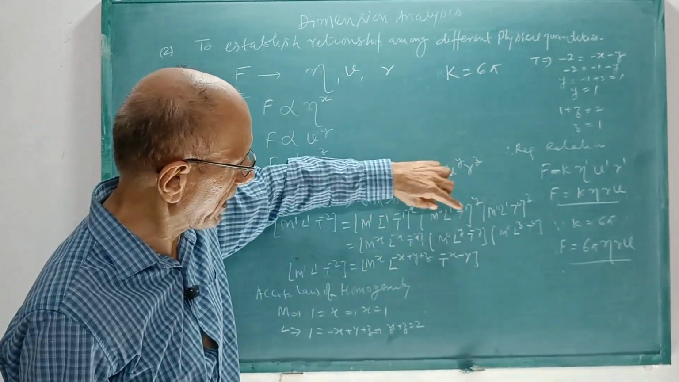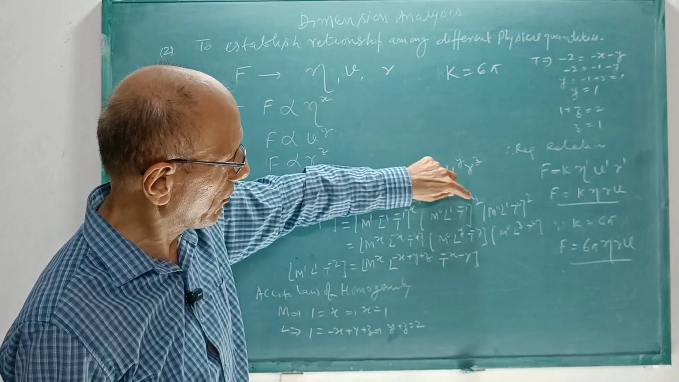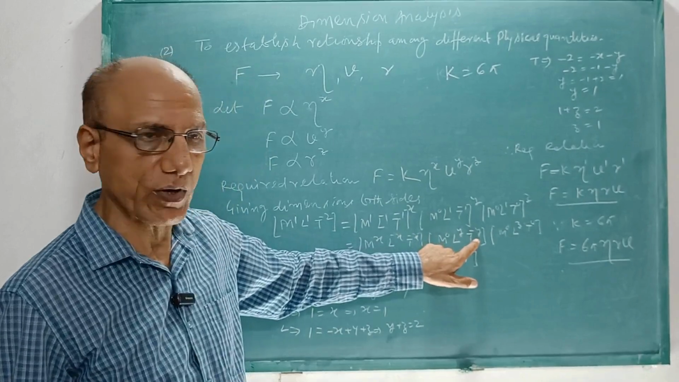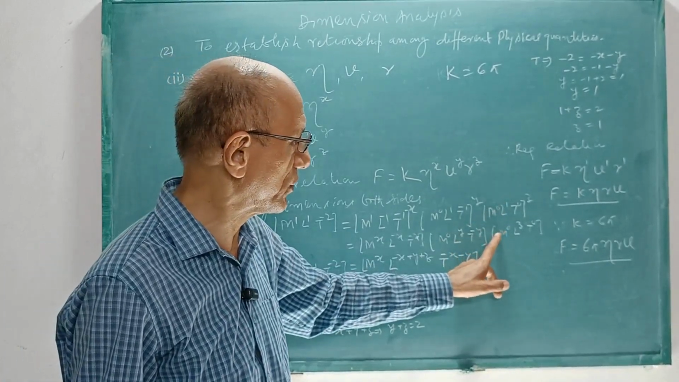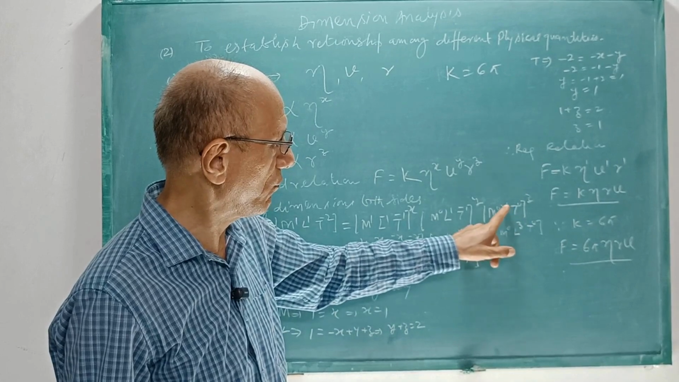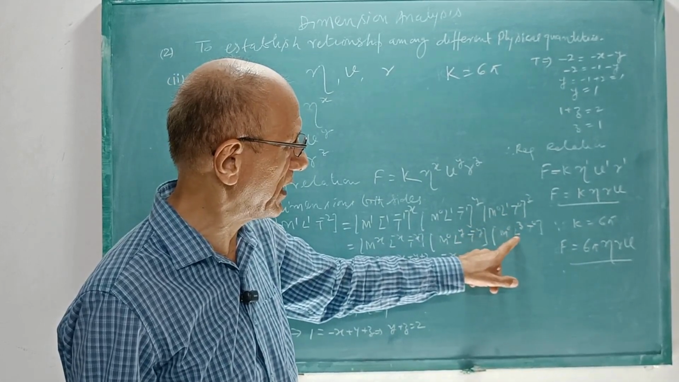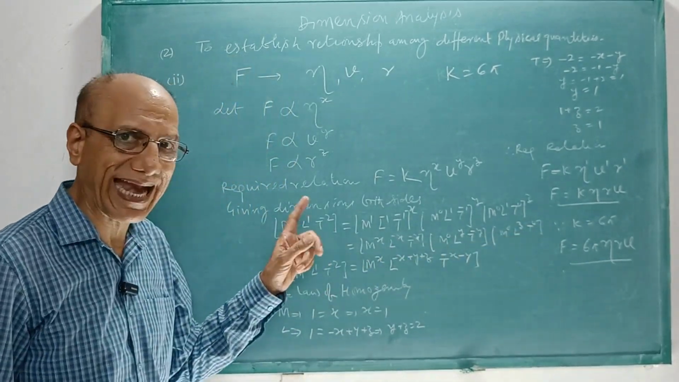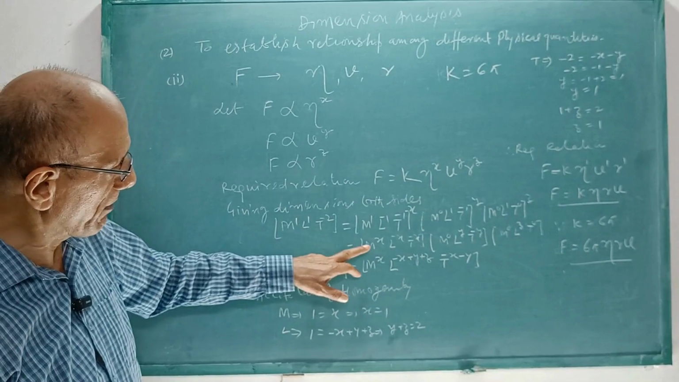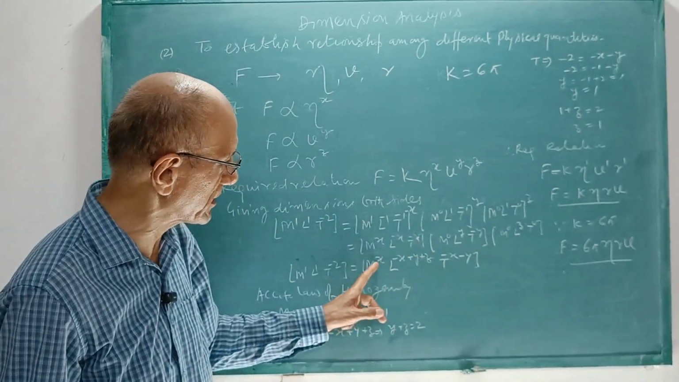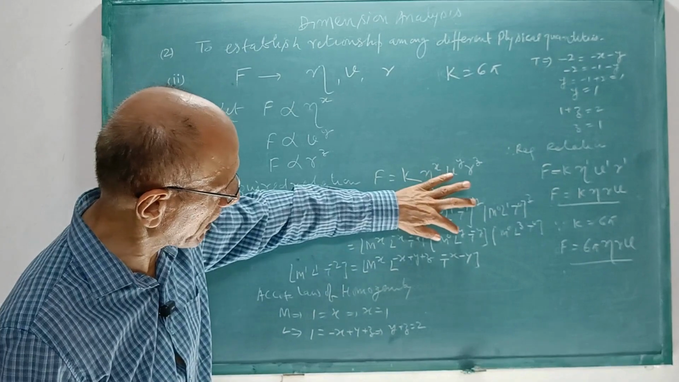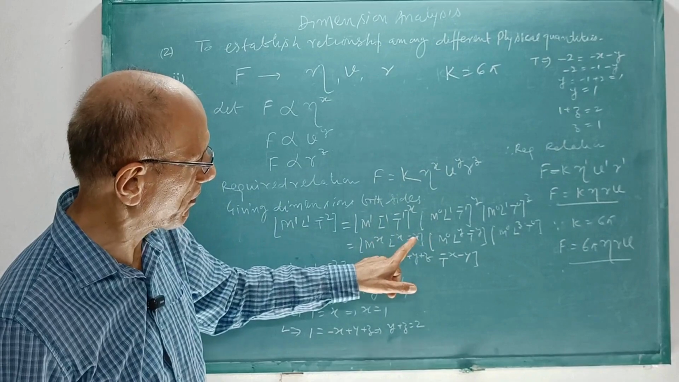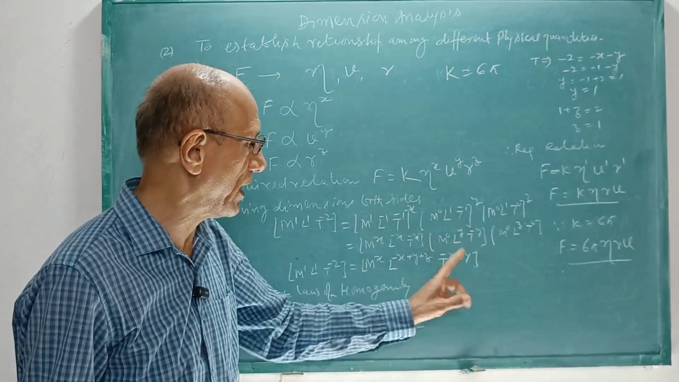Here again you have to multiply, so M power 0, then it will be L power y, and it is minus 1 into y, that is T raised to power minus y. And here it is M raised to power 0, L raised to power z, and T raised to power 0. Now they are being multiplied, so you have to add the powers. So here M raised to power x plus 0 plus 0, that is x, then L raised to power minus x plus y plus z, and here T raised to power minus x and minus y.